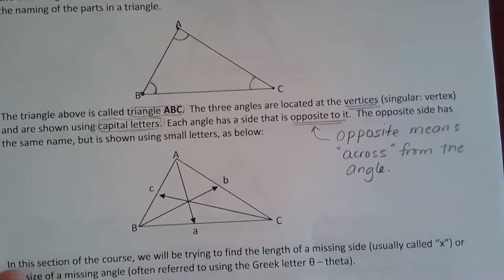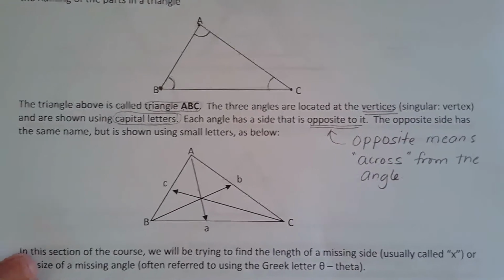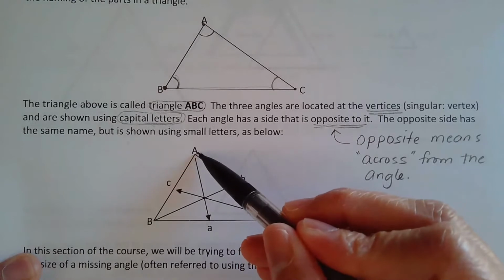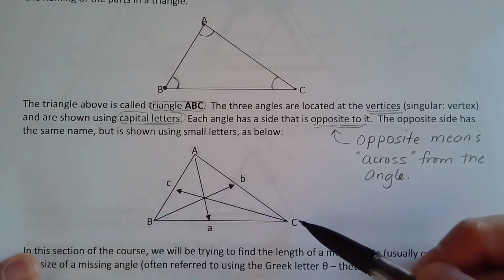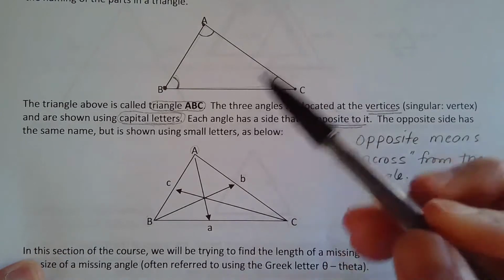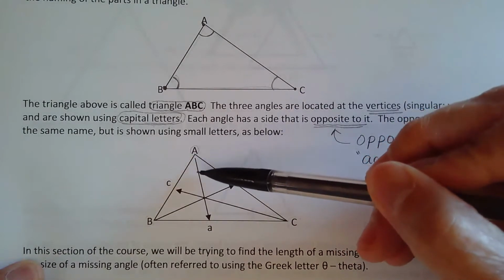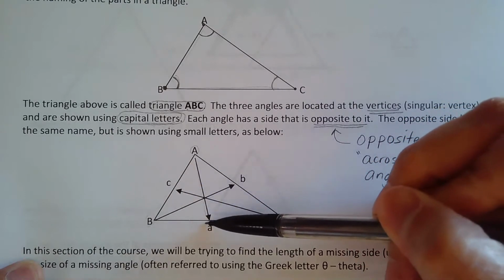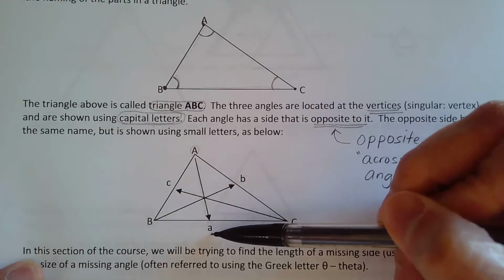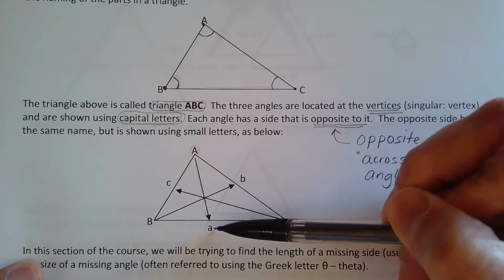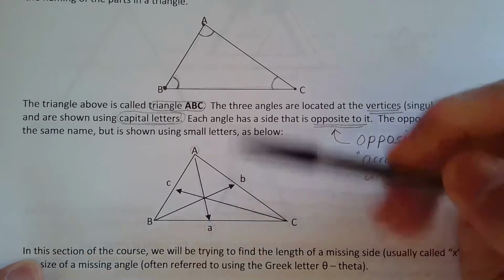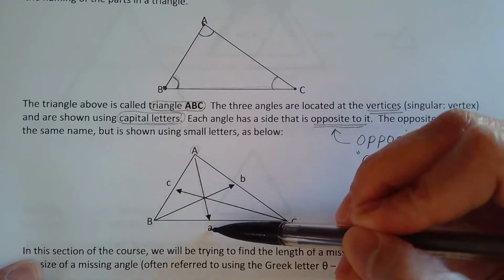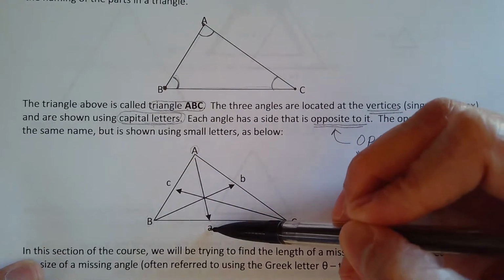In this particular case, the uppercase letters are indicated as angles. Right across angle A is side A, and sides are indicated by a lowercase letter. So if this is uppercase A for the angle, opposite to that is a lowercase a for the side.